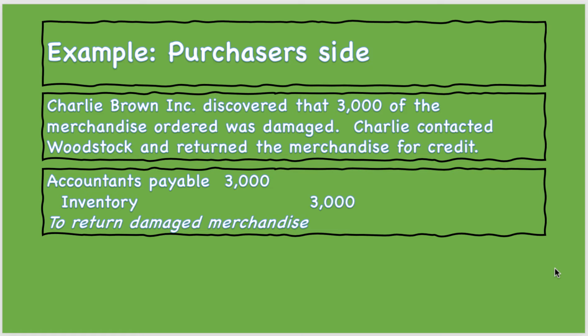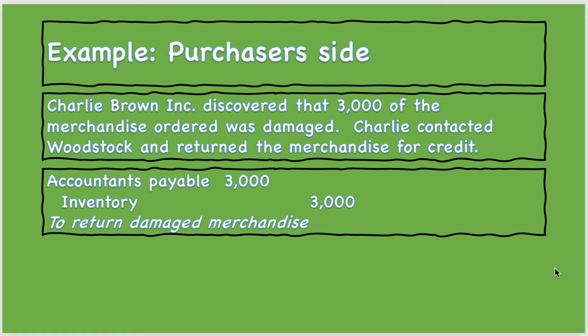Okay. So let's say for a minute we get our shipment, we open it up, we start counting and making sure everything's in there. We compare it to the purchase invoice, and we discover that $3,000 of the merchandise ordered was damaged. That merchandise came in and it was broken. We just couldn't sell it because it was damaged, it was defective. So we call Woodstock and we say, hey, $3,000 of this merchandise, it's damaged, it's defective. We don't want it. We are sending it back to you. We want credit, meaning we want you to reduce the amount of money that we owe you.